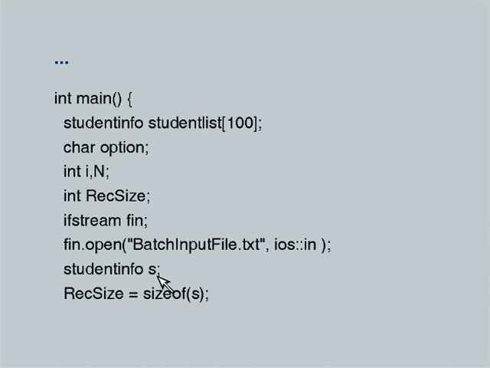I define S to be of type student info, and now I calculate size of S. This is a built-in function. This will give me in bytes the total size that is internally allocated by the C++ compiler to the structure S. And that I am capturing in rec size.